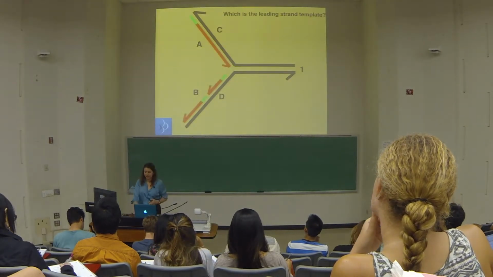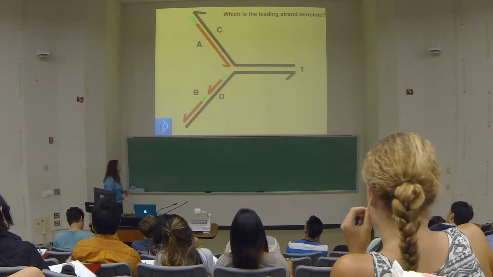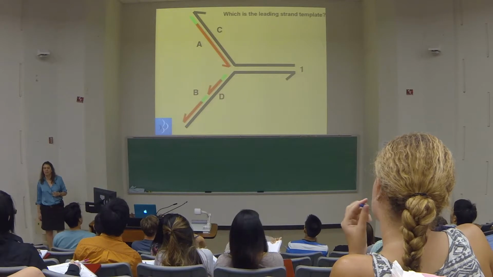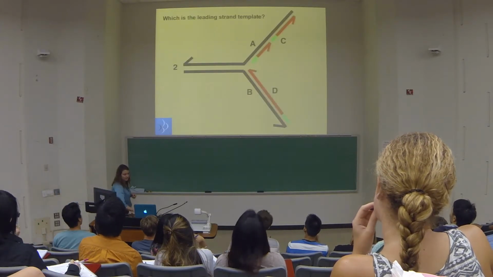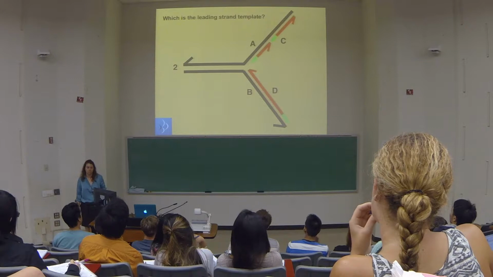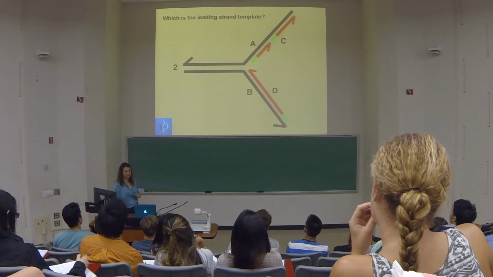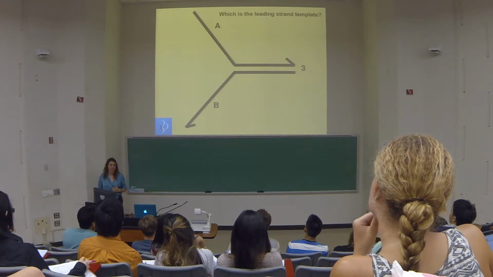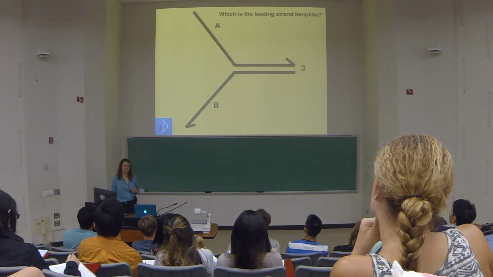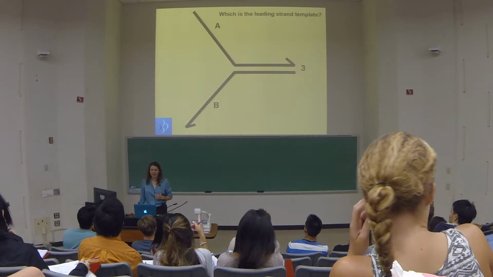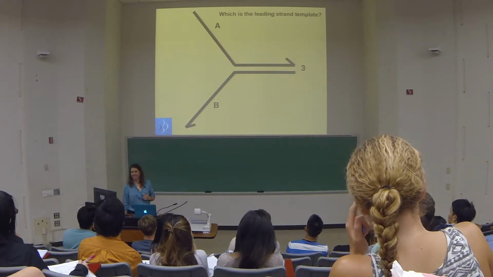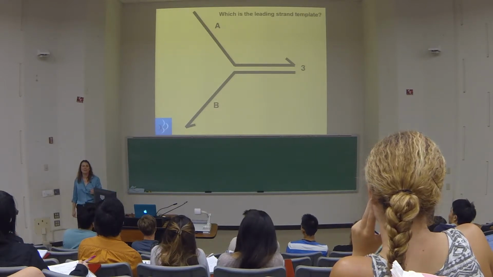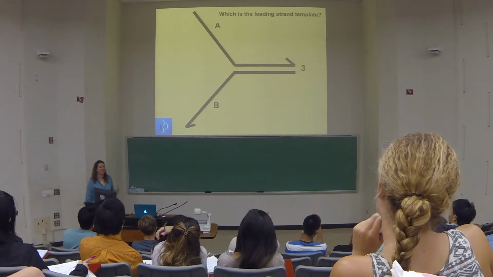All right? So since we don't have clickers, we'll have to yell out the answer. So which one of these is the leading strand template? C. Excellent. About here? B. B is the leading strand template. What about here? All right, how do you know? Are you sure about that? B. All right, hands for A, hands for B. Why B?